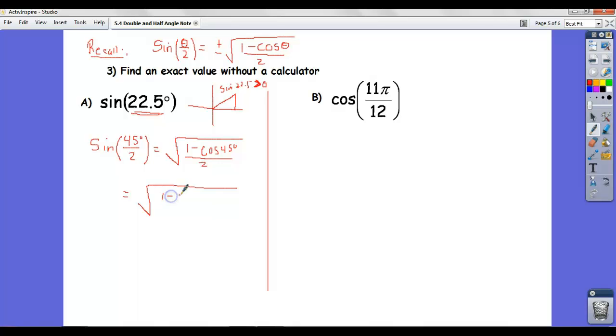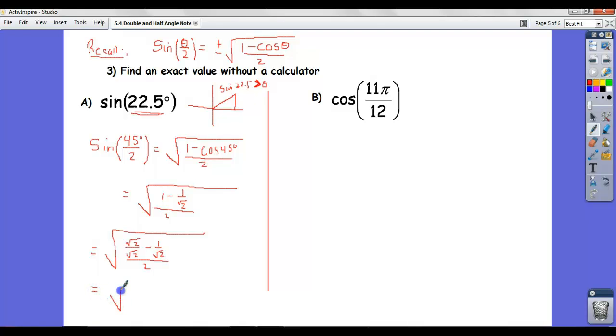So this is 1 minus 1 over the square root of 2, which is the cosine of 45, all that divided by 2. This is all under the square root. And this is really just cleaning up business now. So 1 minus 1 over root 2 just kind of looks messy. We're going to clean it up a little bit. If I use a common denominator, I can rewrite 1 as root 2 over root 2 minus 1 over root 2, and all that divided by 2.